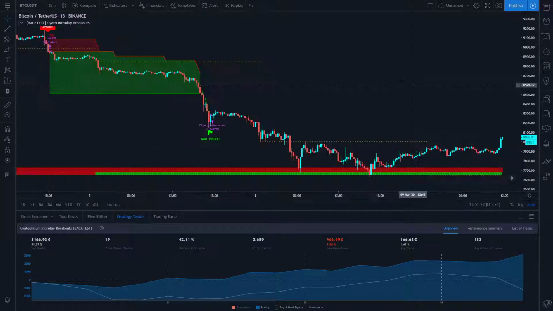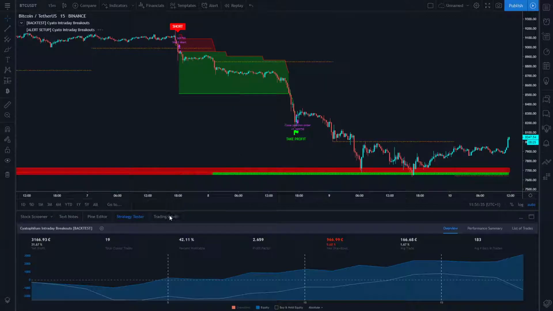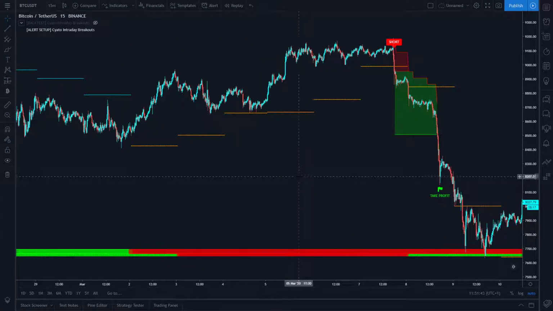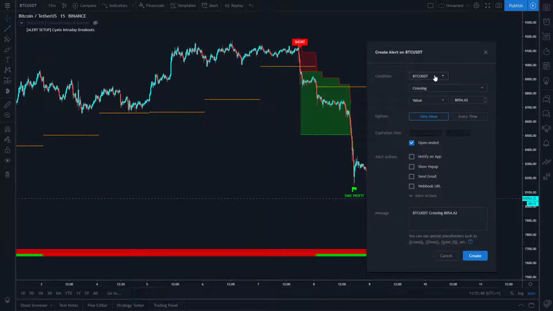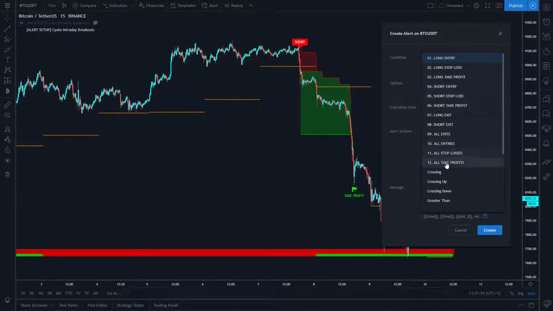So that's it for the backtesting. We're going to look quickly at the alert setup version. So the alert setup version looks exactly the same if you don't change a parameter, and we can create alerts to receive notifications on the trade. So here we have the different alerts we can create. If we want an alert for long entry, long stop loss, long take profit, same for short, we can use these alerts.